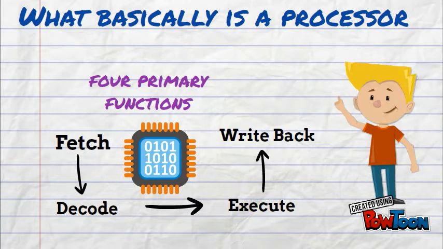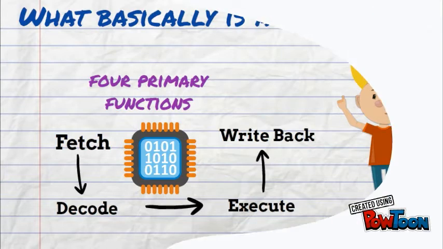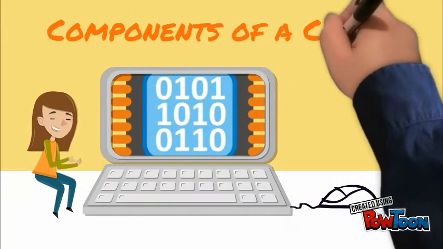Fetch: each instruction is stored in the memory and the processor gets it from the memory. Then decode: it decodes the instruction. Execute: the ALU part executes the instruction. And store: the store part is where the instruction gets stored after it has been executed. Now let's learn about different components of a CPU.